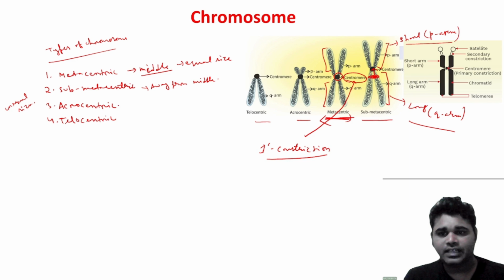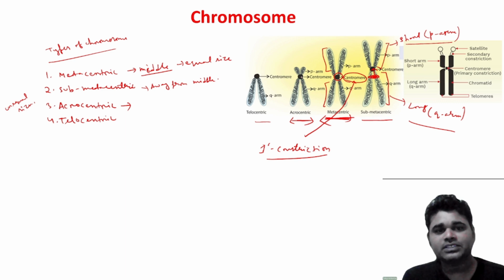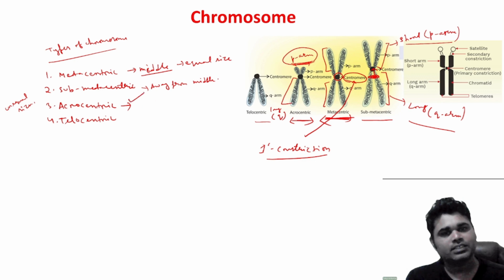So again another is the acrocentric. This is the acrocentric. Acrocentric means now the centromere is displaced near the terminal part. This is the terminal part. So that means a very large arm, the long arm or Q arm, is formed and a very short arm, or the P arm, is formed due to the acrocentric chromosome.